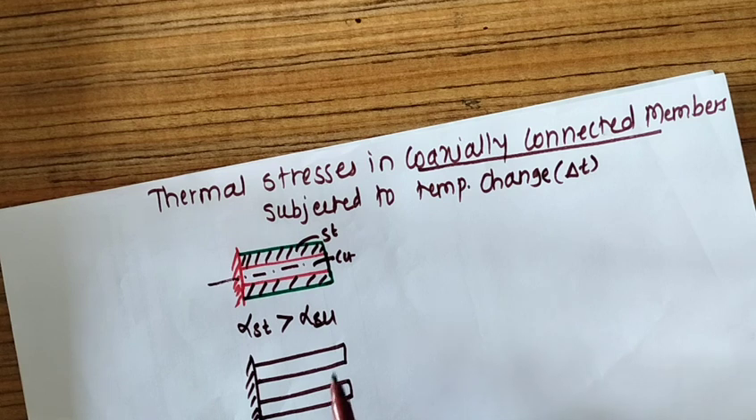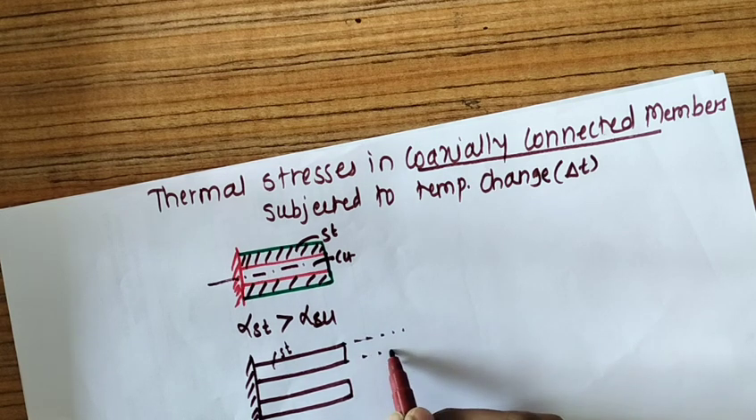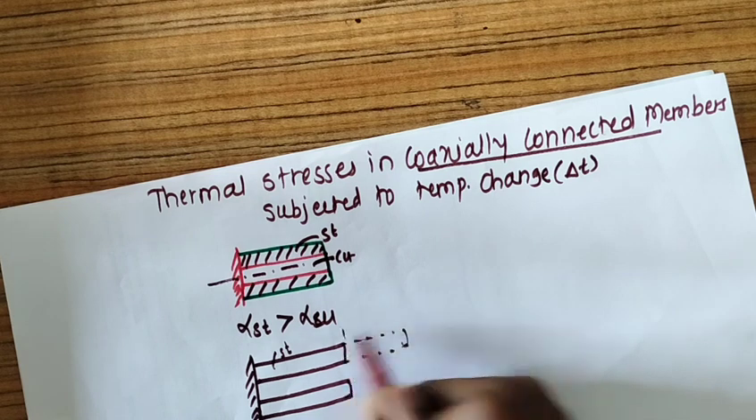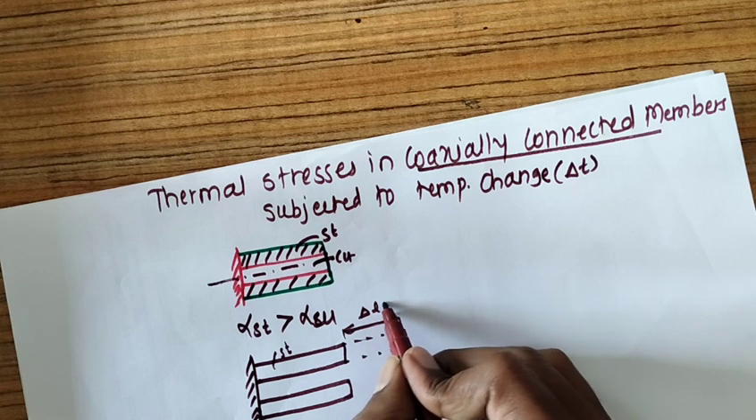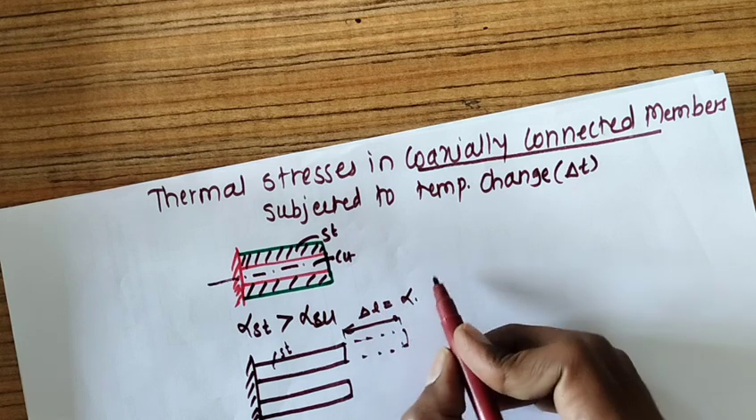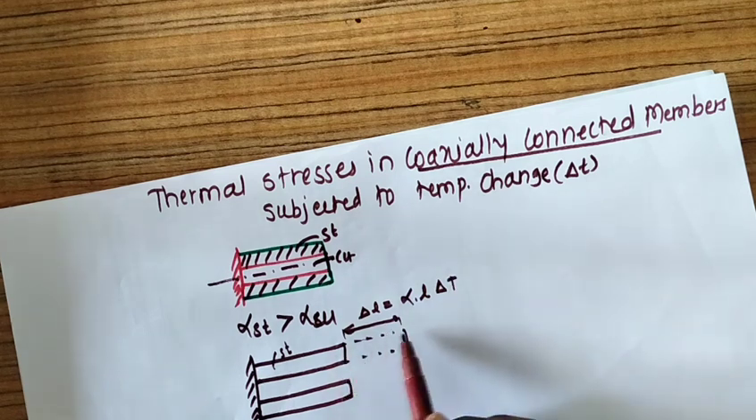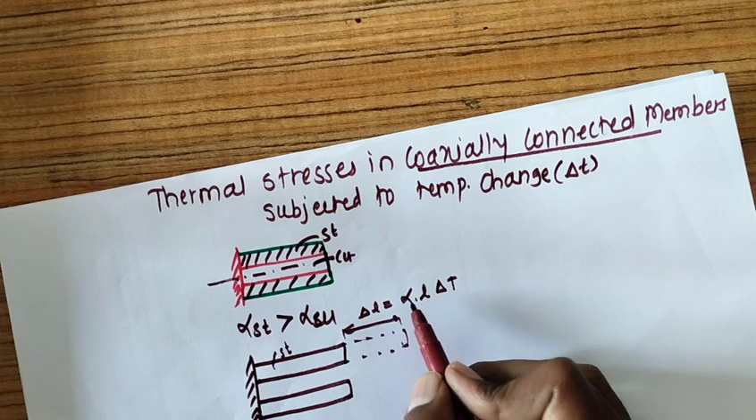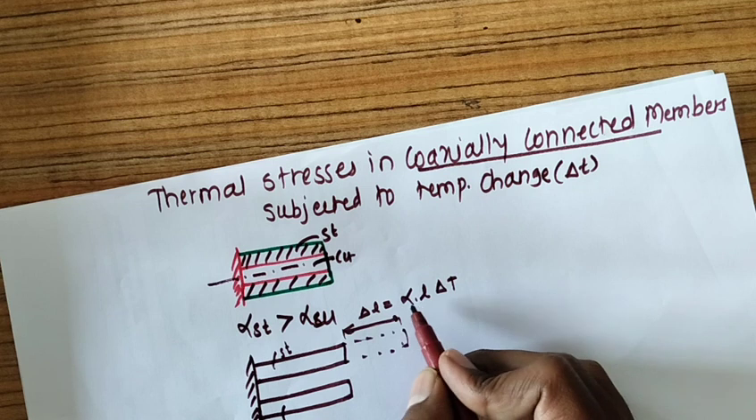What happens? If this steel is allowed to expand due to temperature change, it will expand up to a length equal to delta L. How much is this delta L? We know delta L is equal to alpha L into delta T. So this change in length, the free expansion, depends upon the coefficient of thermal expansion, and for steel and for copper this coefficient of thermal expansion is different.